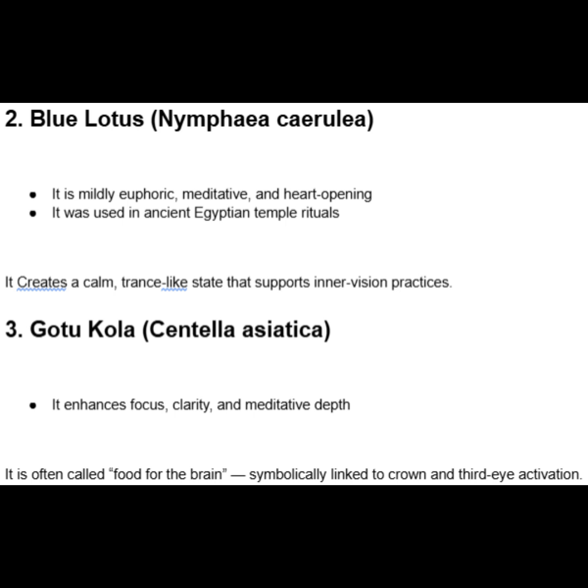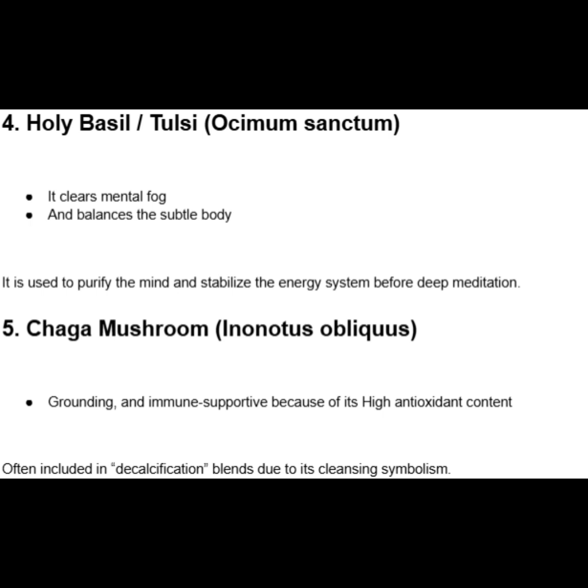3. Gotu kola. It enhances focus, clarity, and meditative depth. It is often called food for the brain, symbolically linked to the crown and third eye activation. 4. Holy basil or tulsi. It clears mental fog and balances the subtle body. It is used to purify the mind and stabilize the energy system before deep meditation. 5. Chaga mushroom. Grounding and immune supportive because of its high antioxidant content. Often included in decalcification blends due to its cleansing symbolism.